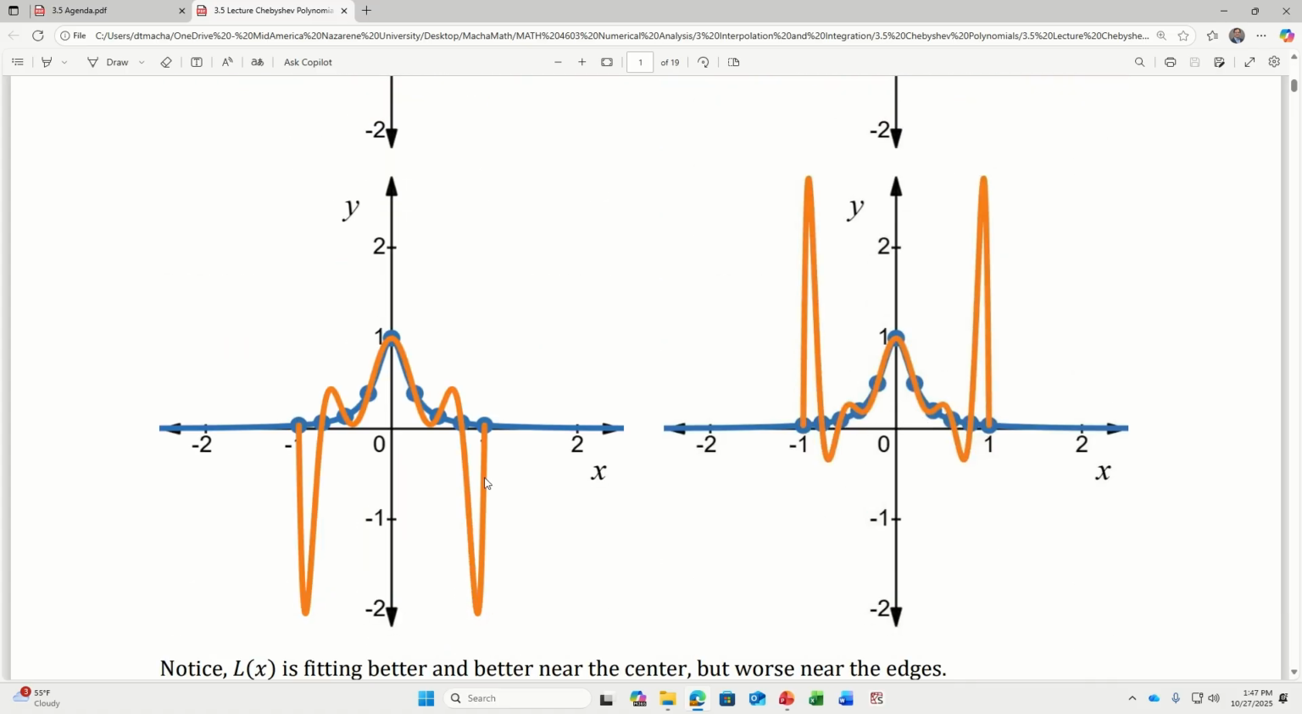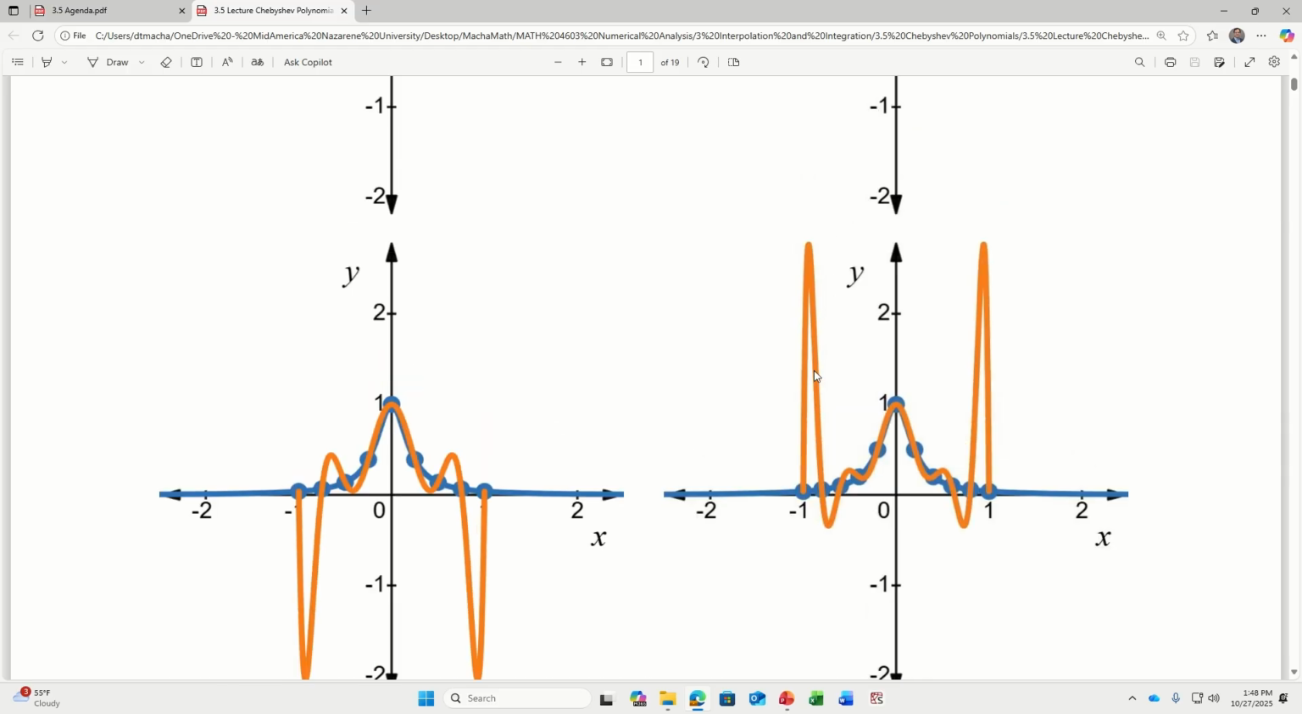And then we choose 9 nodes, and it's getting pretty good around the middle, but it's getting really, really bad around the edges. And then again, when we choose 11 nodes, it's almost perfect around the middle of the interval, but around the ends of the interval, it's getting worse and worse, right? Every single time we're adding 2 more nodes, we're getting better convergence around the middle of the interval, but the endpoints are getting worse and worse and worse.